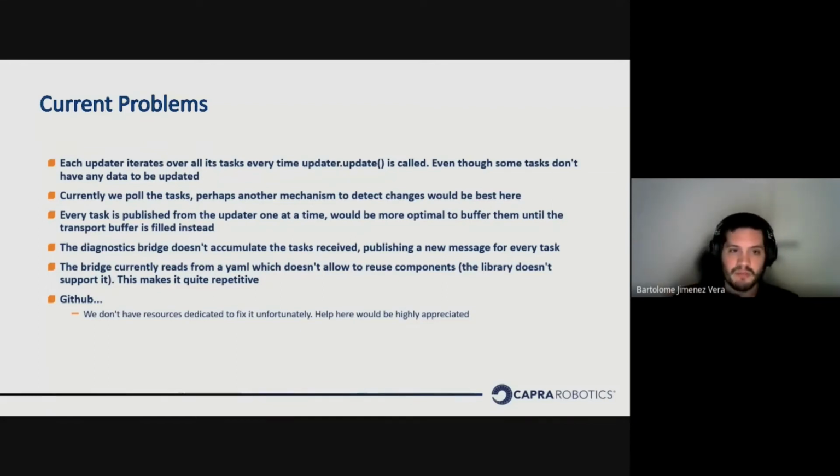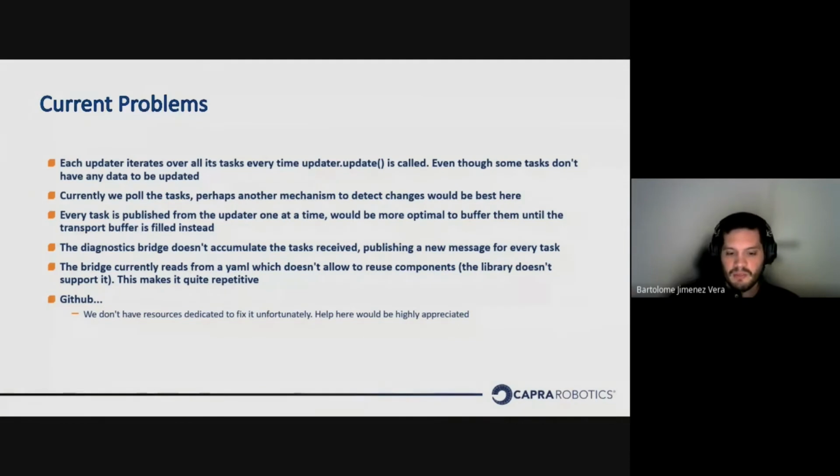So first issue, each updater iterates over all the tasks every time, which means that if you have 75 tasks, and only one task needs to be updated, let's say one runs every 1 second and another one runs every 100 milliseconds, right now you have to go through all of them anyway. Currently, we have to poll each task. So not only do you iterate over each task, then you need to execute a task, and the task will then update some data, and you will publish that data.